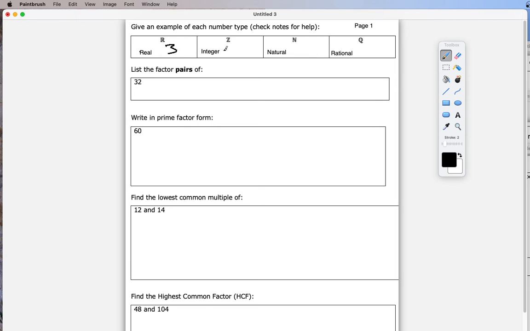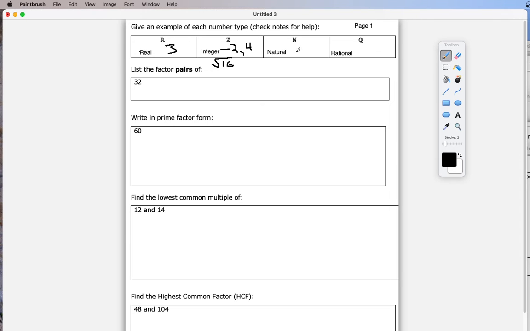Now, an integer has to be a positive or negative whole number. So some examples of integers could be -2. You could have 4. If I want, I can make it a little bit tricky. I could say square root of 16. If you put that into your calculator, you could get 4 as well. So these are all whole numbers, no decimals, all right? And it can be positive and negative.